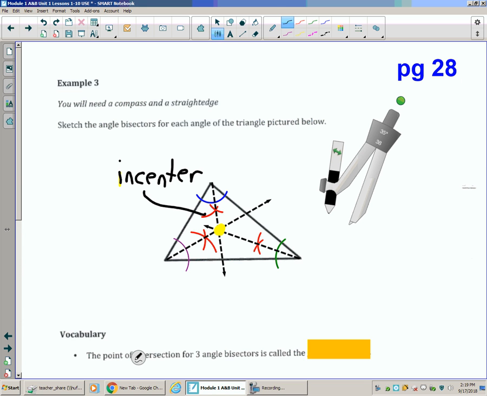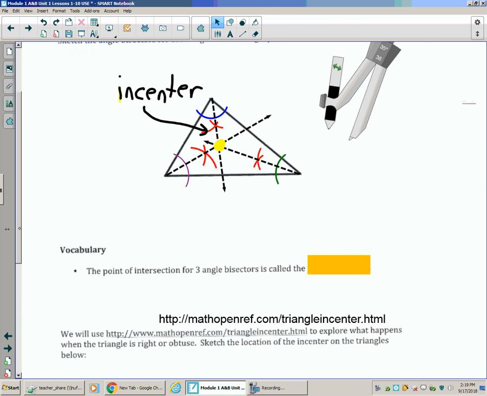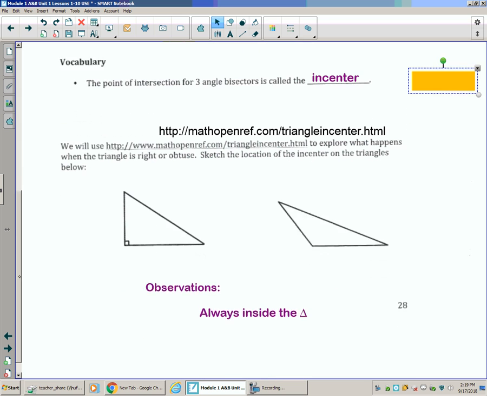So the same way we have a specific vocab word, when perpendicular bisectors meet, we get a circumcenter. When the angle bisectors all meet and intersect, we get an incenter. And that's the vocab word underneath this box here, incenter. Unlike the circumcenter, which could be inside or outside of the triangle, incenter is always going to be inside.